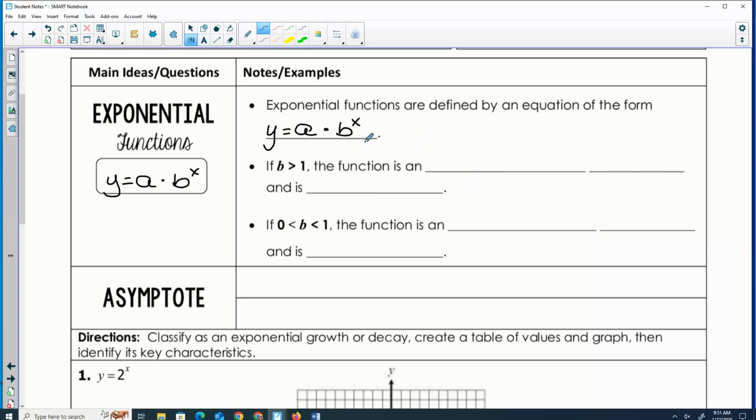If that base, the number being raised to a power, is bigger than 1, we call it exponential growth, because the graph is going to be increasing. It just keeps getting higher.